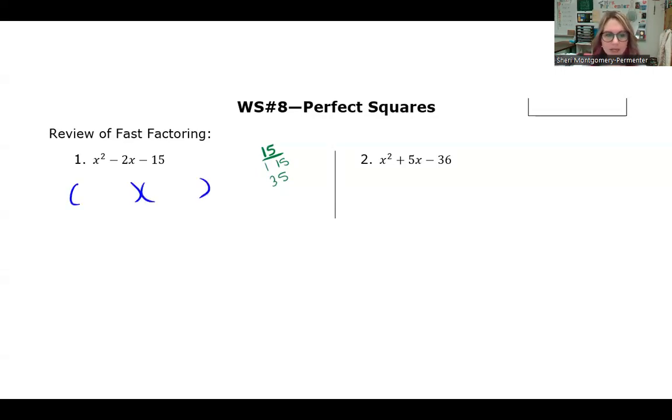To set up my factors, I will have 2 parentheses, and I have x and x, because together, if they multiply, that becomes x squared. So which one of these factor pairs can put together to make me 2? 3 and 5. So I'm going to use 3 and 5. It doesn't really matter which parentheses you put it in.